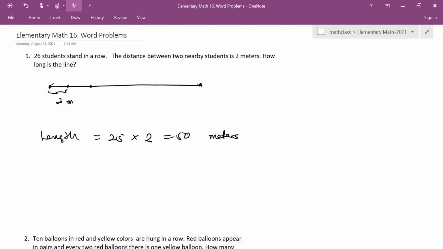So for solving word problems, the first step is always trying to draw the picture. Even if it's not a geometric problem, you still can draw the picture. Then you look at the picture and look at the information, and maybe you can figure out the best way to solve the problem.